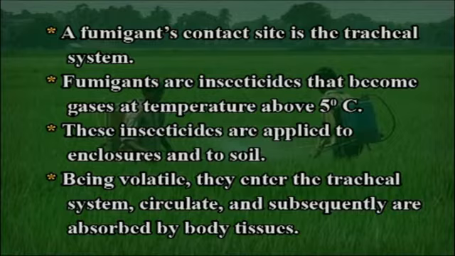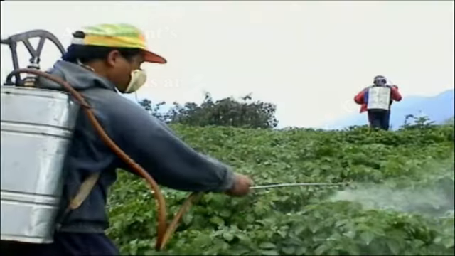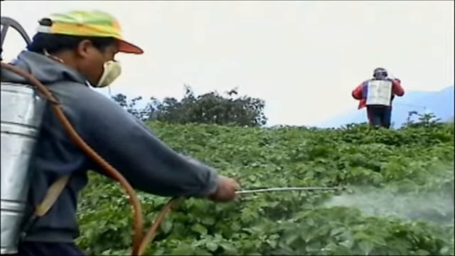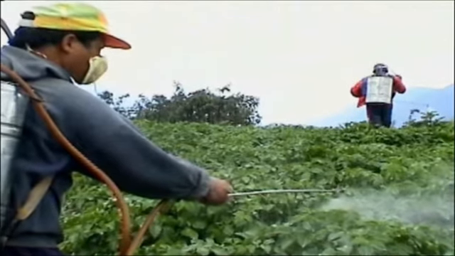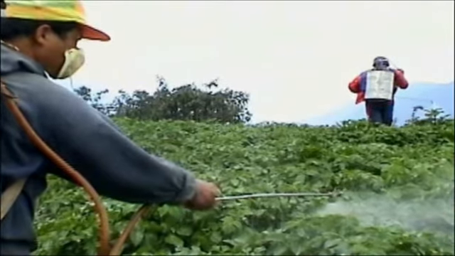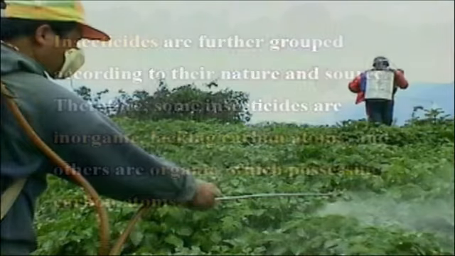Fumigants are insecticides that become gases at temperatures above about 5 degrees centigrade. These insecticides are applied to enclosures and to soil. Being volatile, they enter the tracheal system, circulate and subsequently are absorbed by body tissues. This older classification has some limitations, since at present there are many compounds which can act both as stomach poisons and contact poisons, and others which can act in all categories.